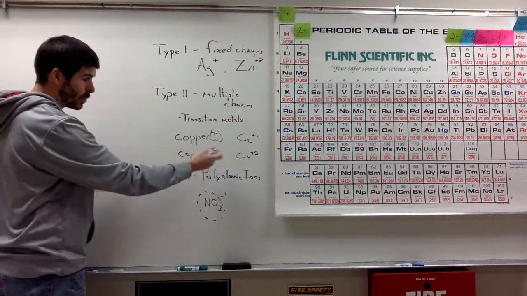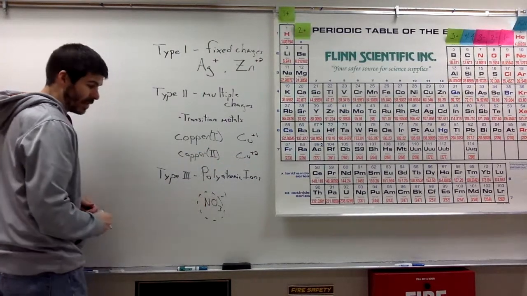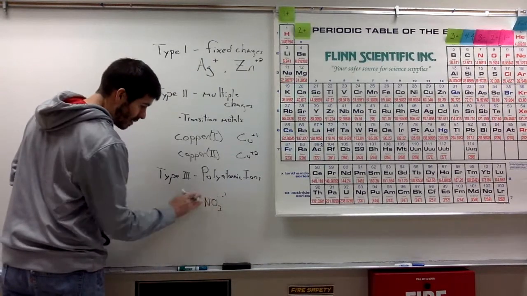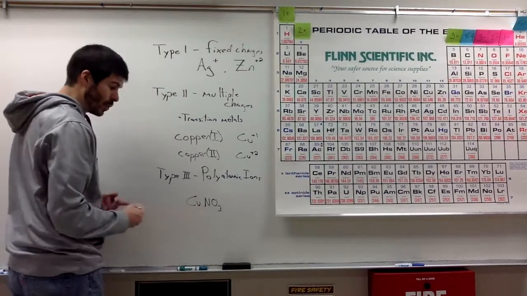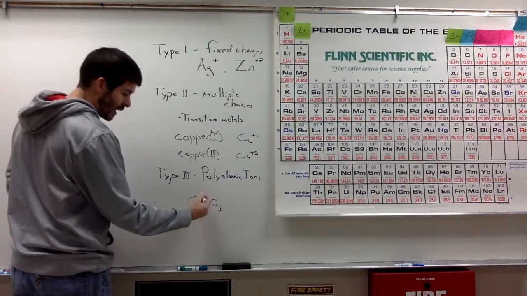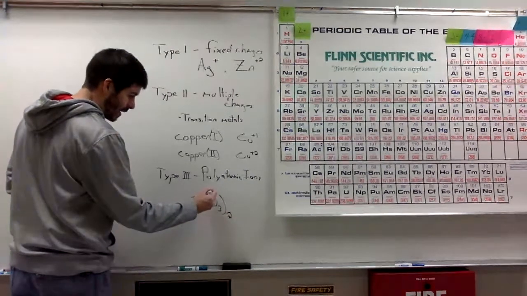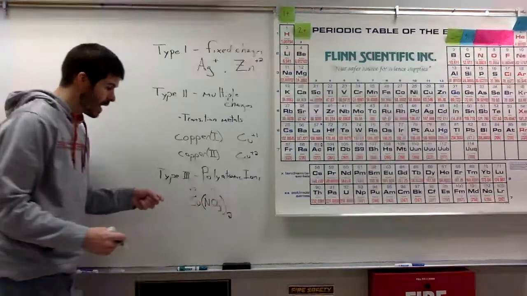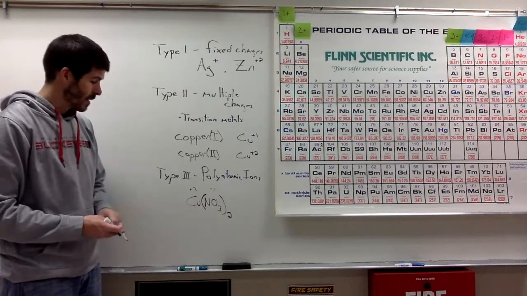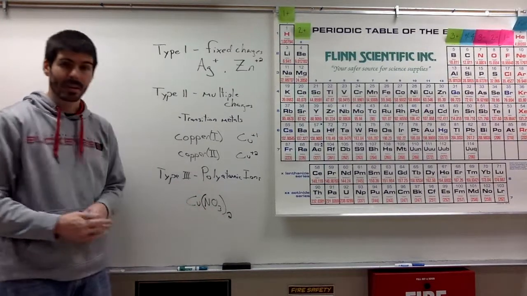If we had copper 2 nitrate, copper has a +2 charge, nitrate has a -1 charge, we would need to balance those out. So copper 2 nitrate, if I need 2 of those nitrates, because it has a -1 charge, we need parentheses there. So those two -1s will cancel out that +2, and then we will get our formula that way. So copper 2 nitrate. We can get polyatomic ions with parentheses.